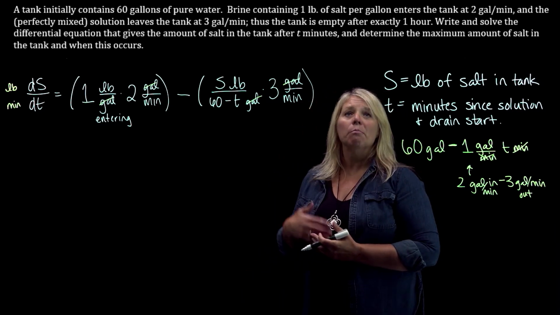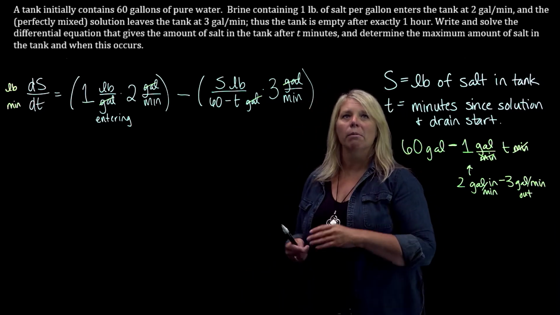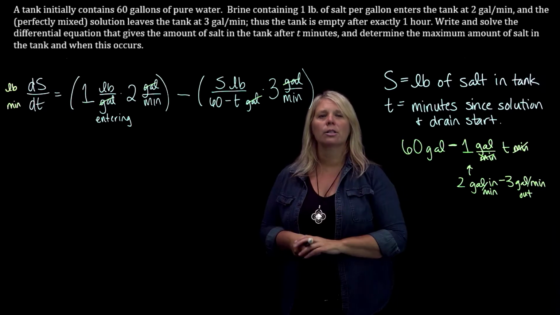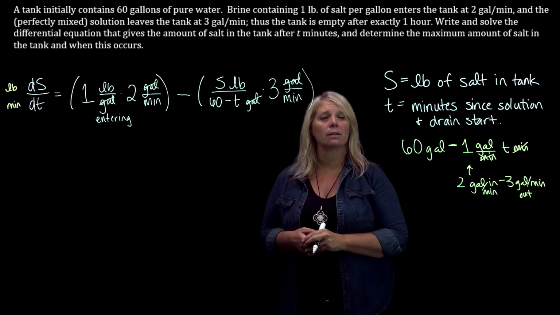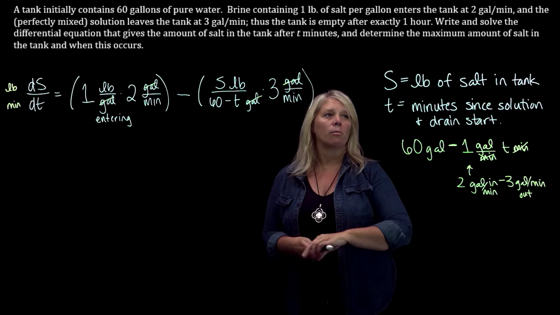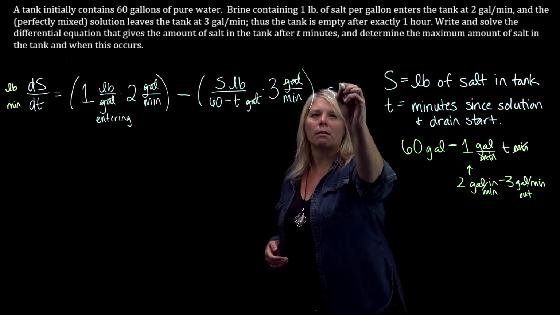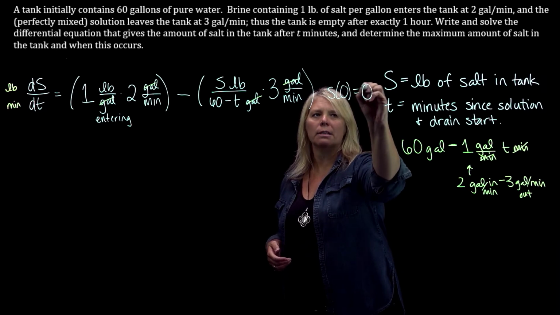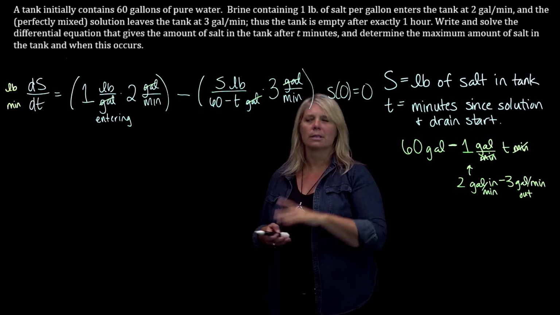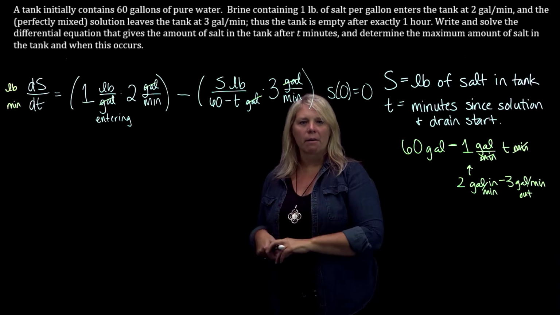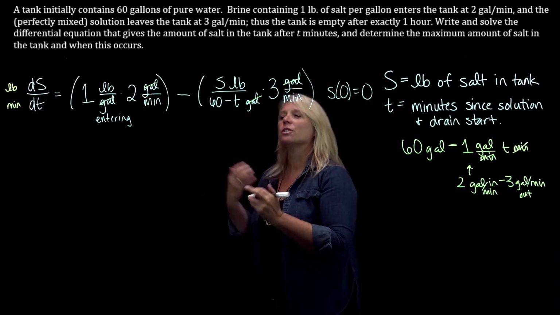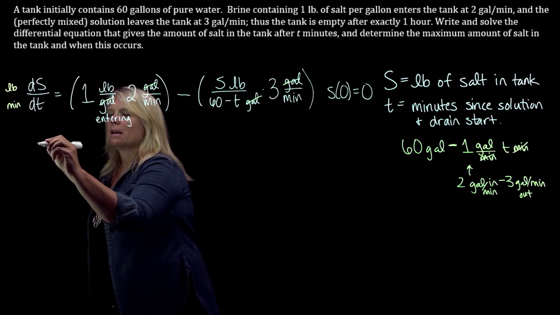There is also an implied initial condition here in this problem. So the tank initially contains 60 gallons of pure water, which means there is no salt in the tank at t equals 0. So we can write an initial condition S of 0 equals 0, 0 pounds at t equals 0. All right, so now we have our differential equation. So now we can just solve that to answer the question.